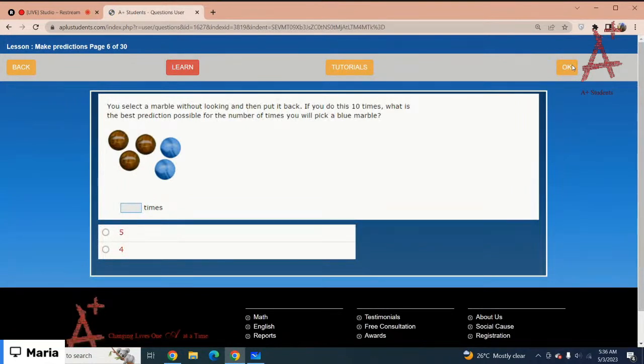Okay, you select a marble without looking and put it back. You did this 10 times. What is the best prediction possible for the number of times you will get the blue marble? So you have only two blue marbles. Got it? You did this 10 times. So that means you will get blue 4 times. Got it? The correct option is 4.